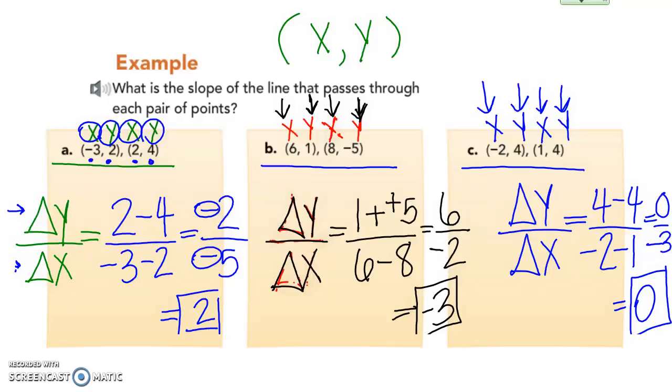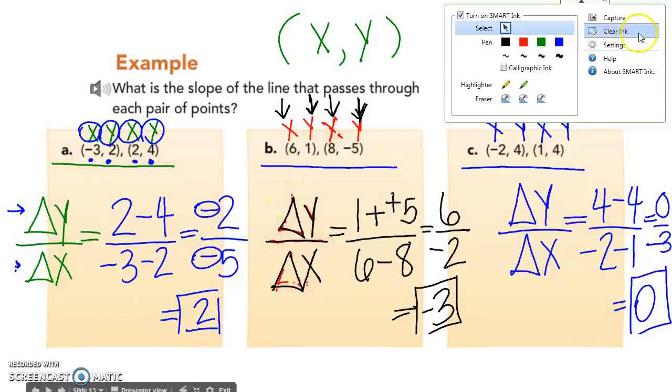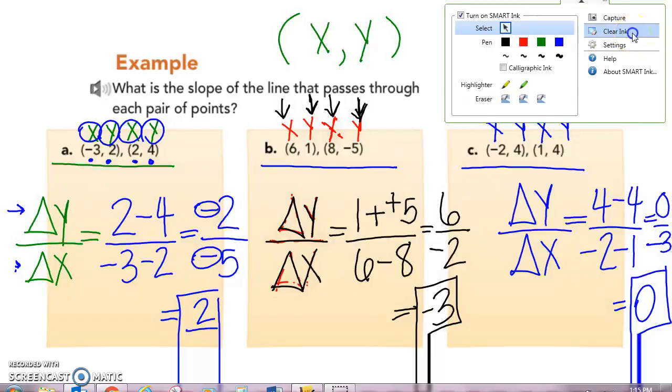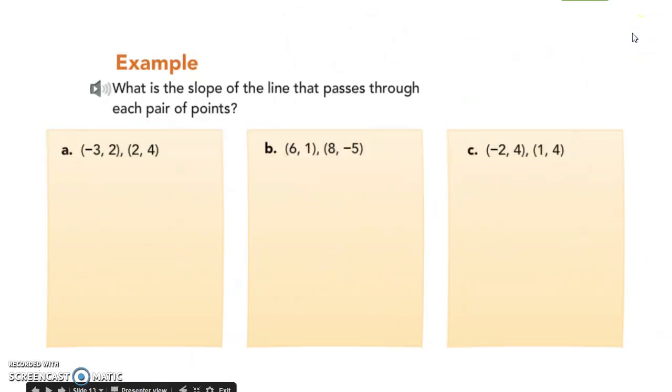Okay? So this process, you need to make sure that you're using the little formula change in Y over change in X. Remember the little triangle? Delta means change in mathematically. We label our ordered pairs X and Y, then we subtract the Y's, subtract the X's. Once we have our fraction, if we can simplify, we go ahead and simplify.